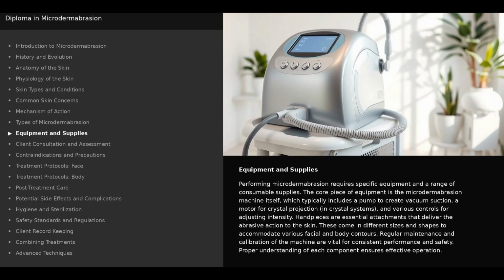Handpieces are essential attachments that deliver the abrasive action to the skin. These come in different sizes and shapes to accommodate various facial and body contours. Regular maintenance and calibration of the machine are vital for consistent performance and safety. Proper understanding of each component ensures effective operation.